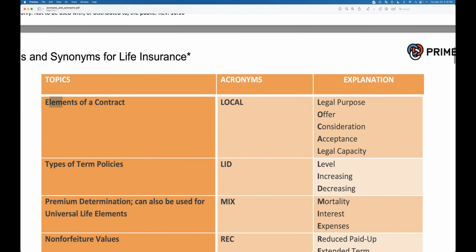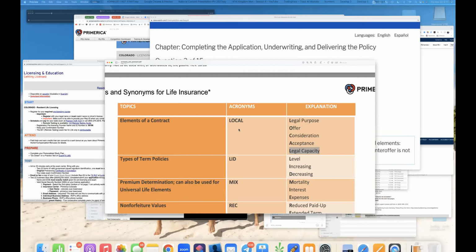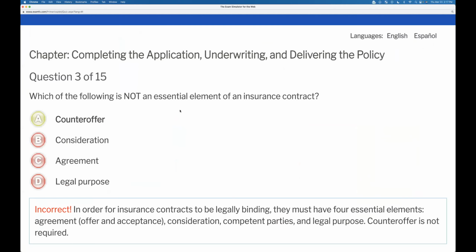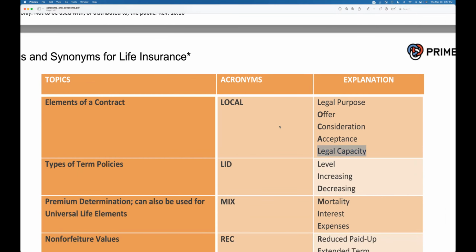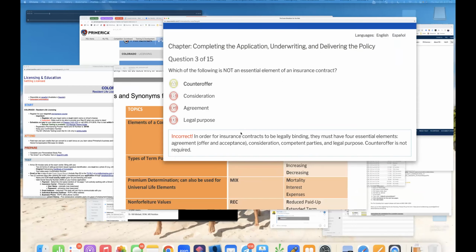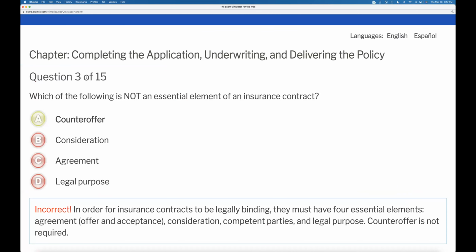Okay. So there it is. Elements of a contract. The acronym to remember is LOCAL. Legal purpose, offer, consideration, acceptance, legal capacity. Oh, I see. That's why you have to answer it. Okay, perfect. So counteroffer is not part of it. You see that? Counteroffer is not even in here. So yes, that's the answer. Counteroffer. Perfect.